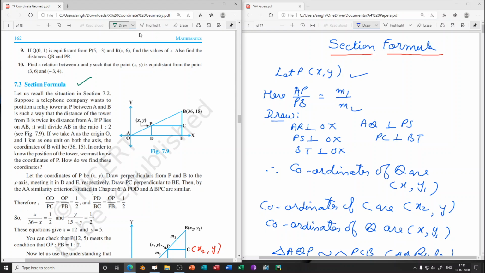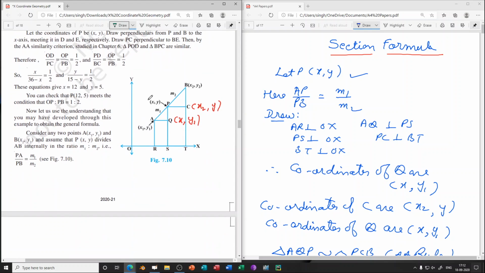Let AB be a line segment and point P divides AB in the ratio of m1 to m2, and the coordinates of point P are not given. So we learn a formula known as the section formula, by which we can find the coordinates of the point P which divides AB in the ratio of m1 to m2.